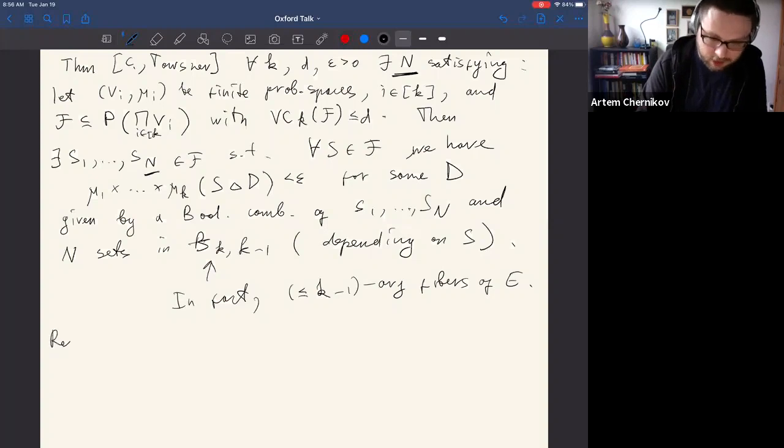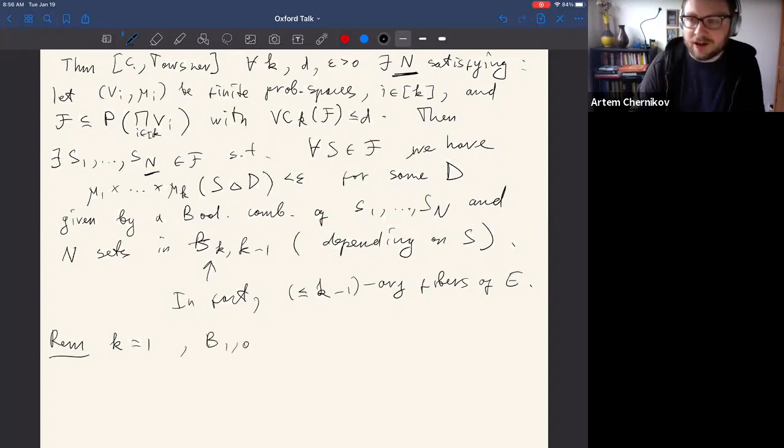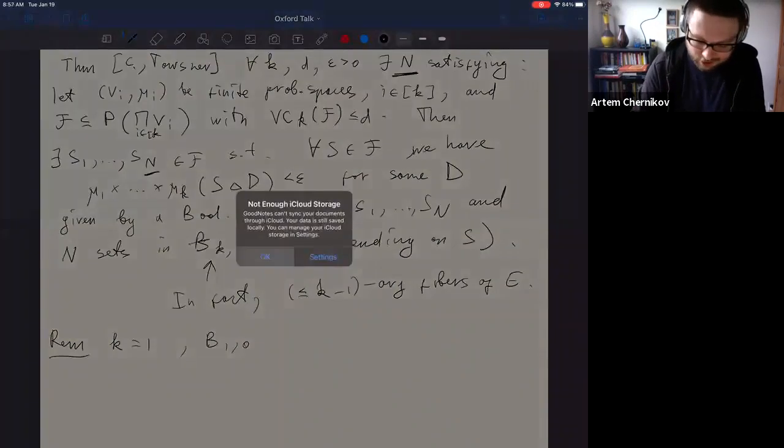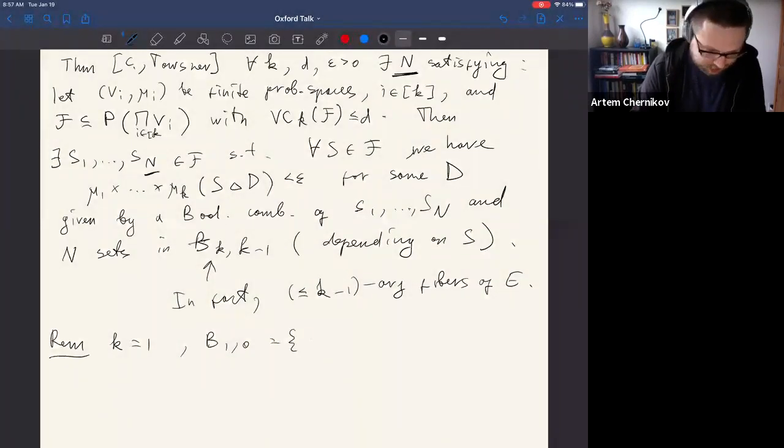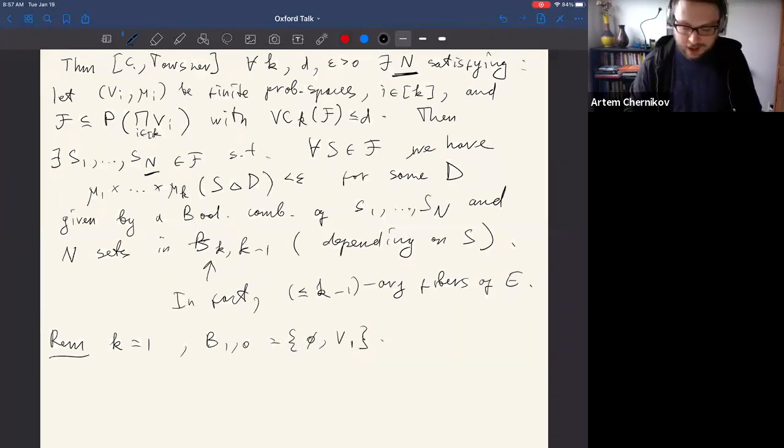In what sense? Sorry, a quick last remark. So in the case k equals 1, this algebra, well, there are no smaller arities, right? The smaller arity is only 0. So the algebra consists of the empty set and the whole set. Okay, and then this result specializes in the case k equals 1 to saying that up to symmetric difference of measure epsilon, there are only finitely many fibers. So this is the result that we discussed earlier for families of finite VC dimension. Okay, and so this is a generalization.